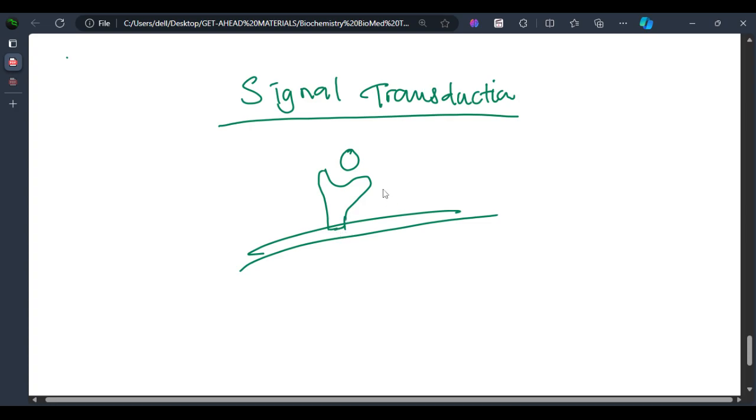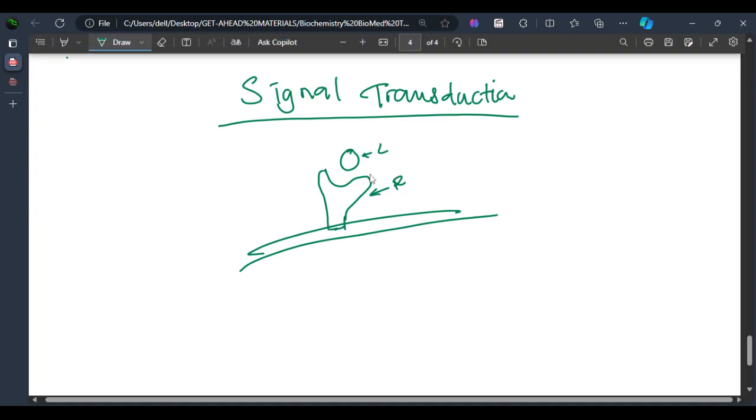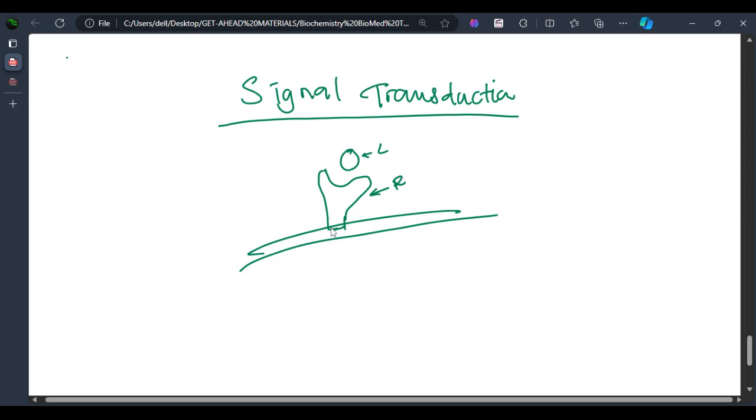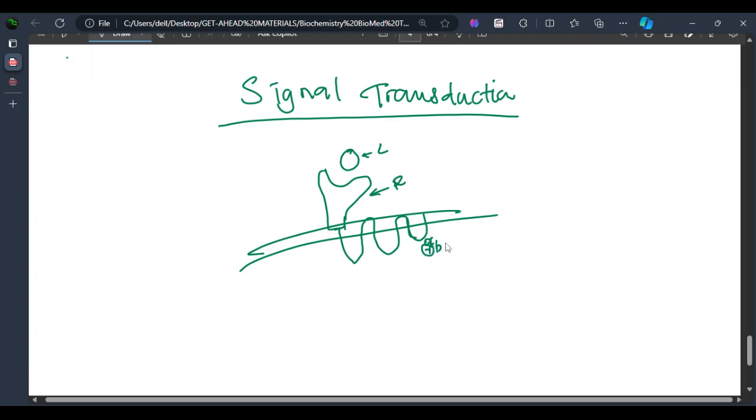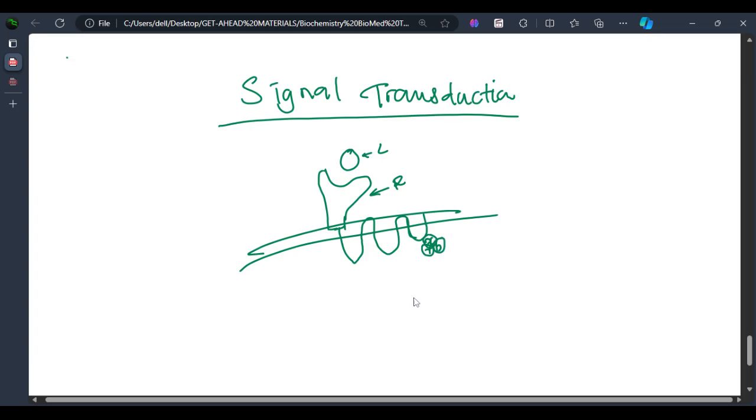So you have a receptor, this is a receptor, and that's a ligand. And then you say this is coupled to a G protein. So this is a transmembrane protein. We know what transmembrane proteins are by now. Then it's coupled to a G protein complex that has alpha, beta, and gamma subunits. Okay, that is the G coupled receptor system.